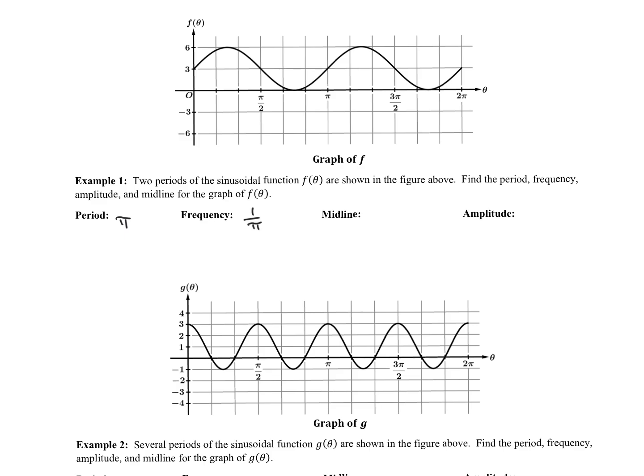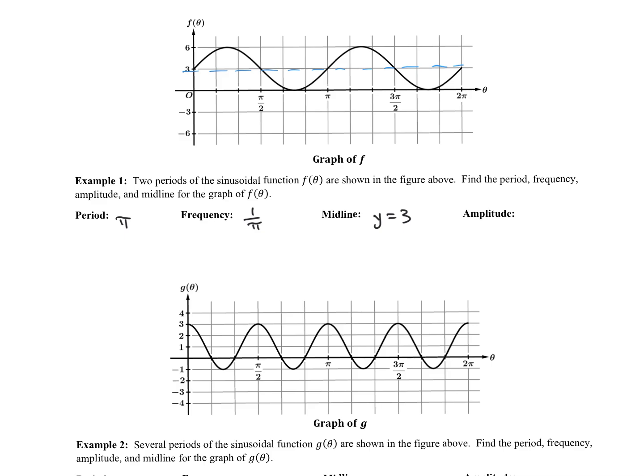And its midline is what's in the middle. All right? And so what is in the middle here? 3. But we can't just call it 3 because that's just a numerical value. It would actually be what? Y equals 3. All right? Because it's really like a line. It is a line. It's not like a line. It is a line in the middle of that function.